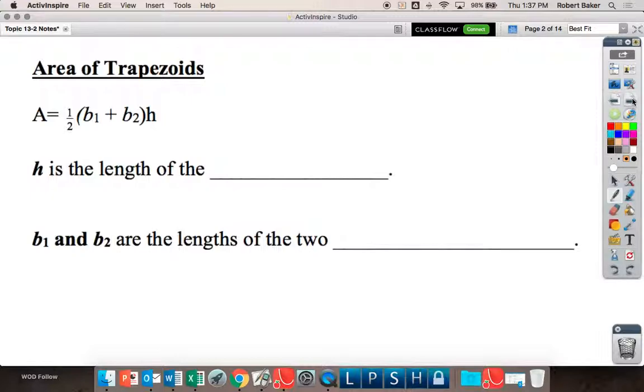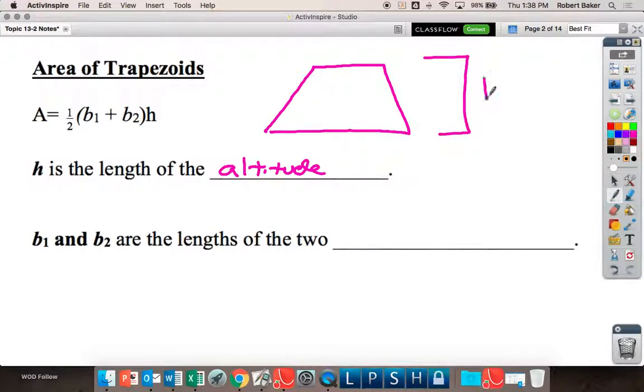Now, h is the length of the altitude. And remember yesterday, we were not very successful with that term, altitude. So today, I'm going to ask you guys to remember that h is the distance between the parallel lines. H is the height, the distance between parallel lines, or the distance between the bases. Base 1 and base 2 are the lengths of the two parallel sides.